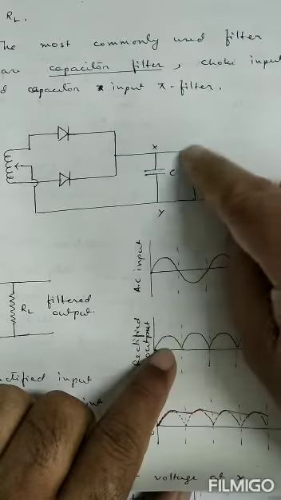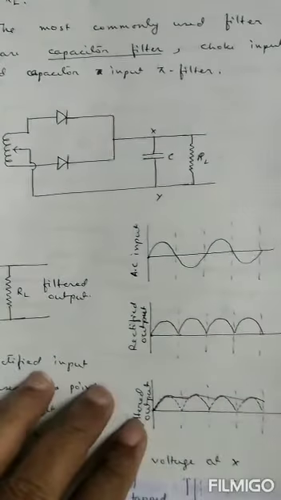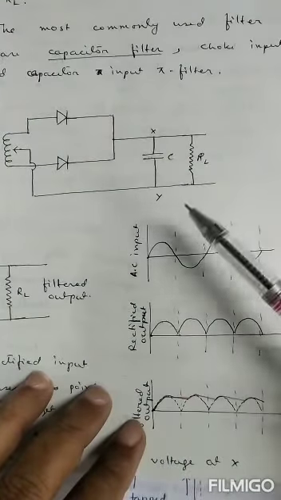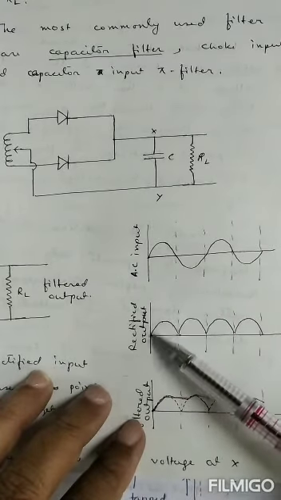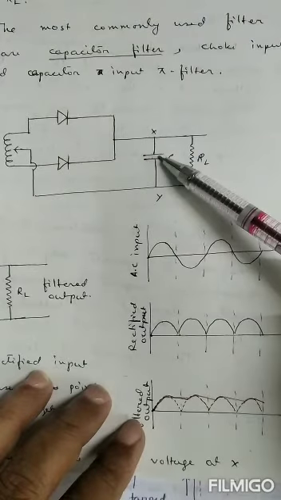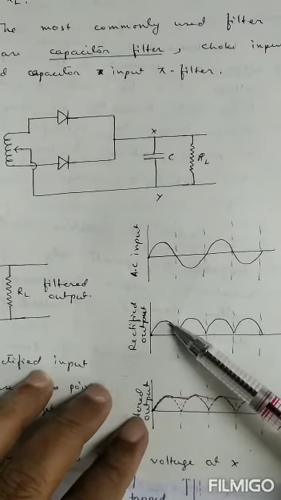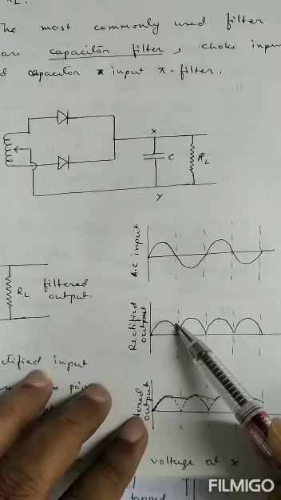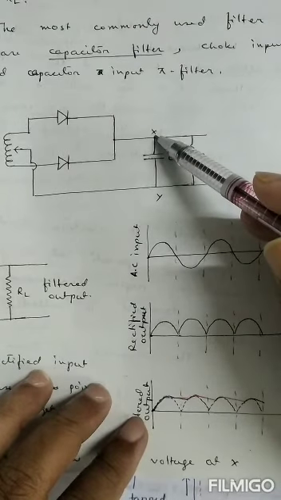As a result, we get a constant voltage across the load resistance. I am telling you more clearly, from here to here, as the voltage increases, this capacitor gets charged. Now, when this part is reached, have you seen it? When this part is reached, what happens? Voltage at X decreases.